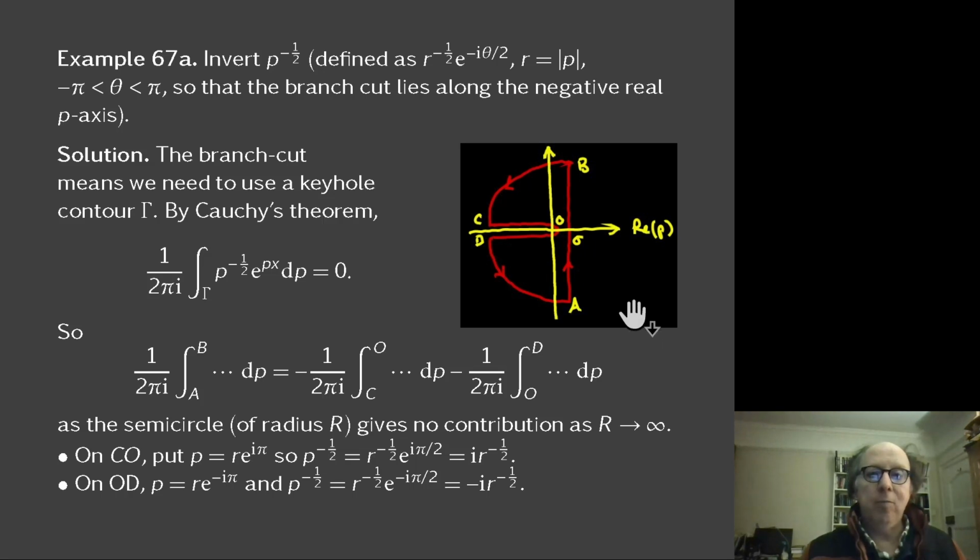Now you need to be a bit careful. On CO, you put p as r e to the i pi, because theta is equal to pi. Remember, theta runs from minus pi on the bottom of the branch cut all the way around to pi on the top of it. So we put p as r e to the i pi, p to the minus a half is r to the minus a half e to the i pi by 2, which is i r to the minus a half. And on the bottom you put p as r e to the minus i pi, so you get minus i r to the minus a half.